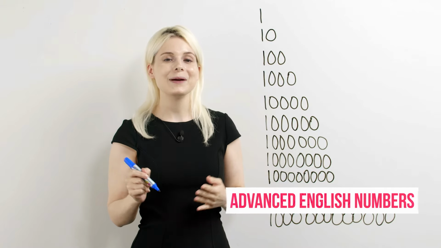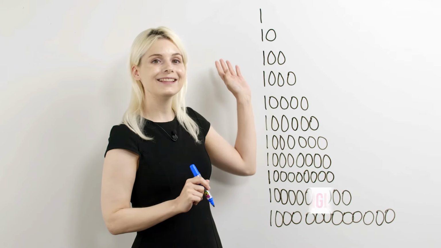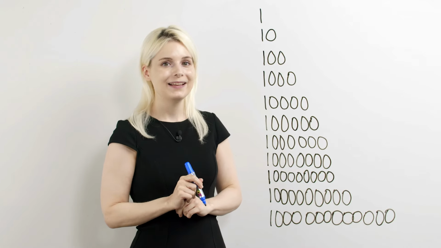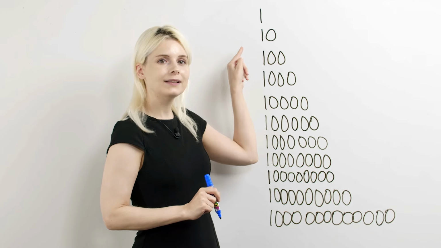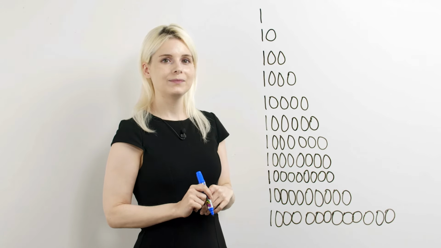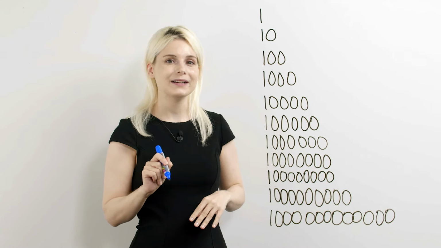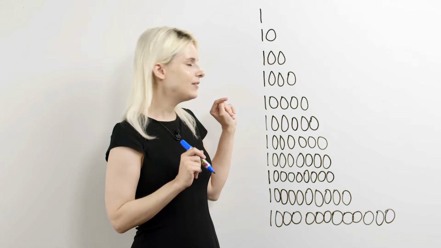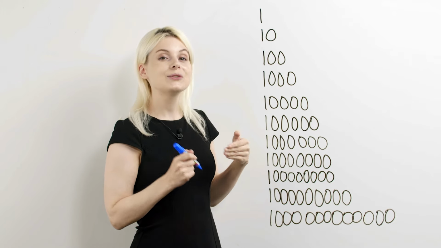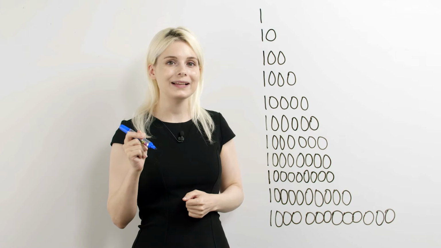We're going to talk about the power of commas to help you read and understand large English numbers. Let's have a look at these first three. 1, 10, 100. Those are easy. We don't need commas. We don't need to do anything more. But look at this one, 1,000. Now it starts to be a few more zeros. So let's add a comma to help us read and understand it quickly.